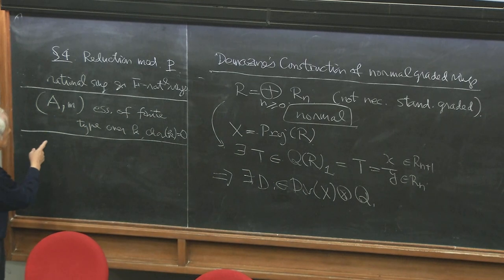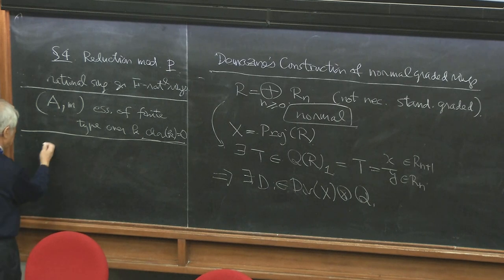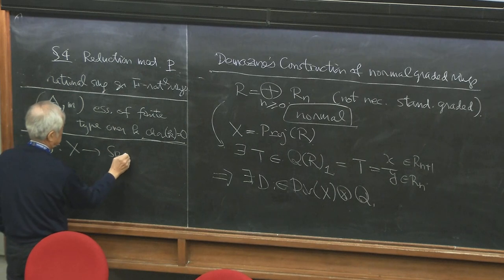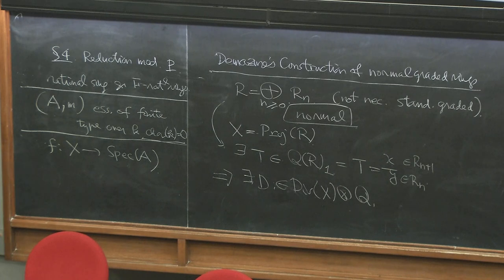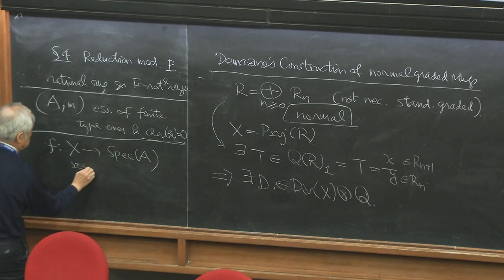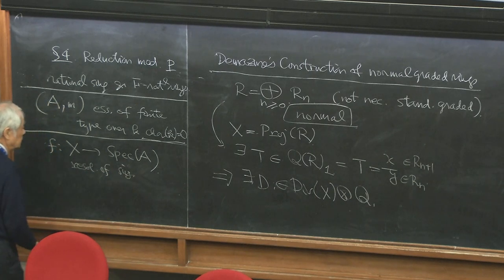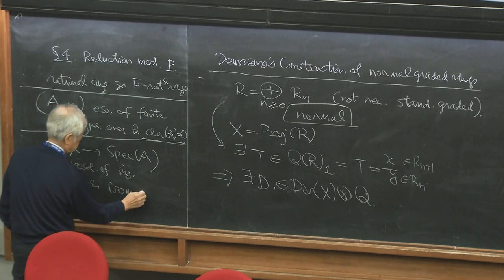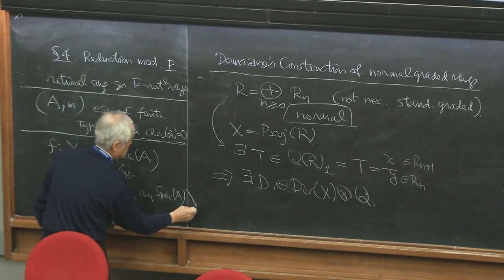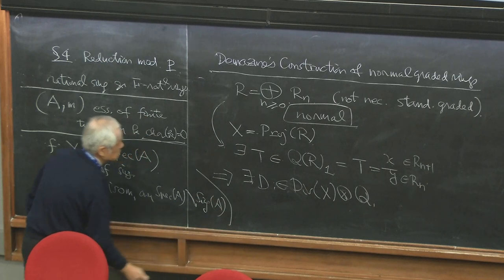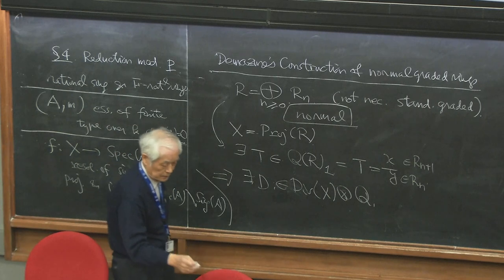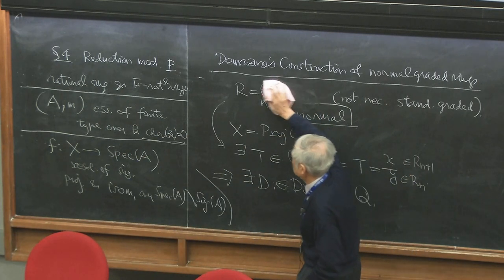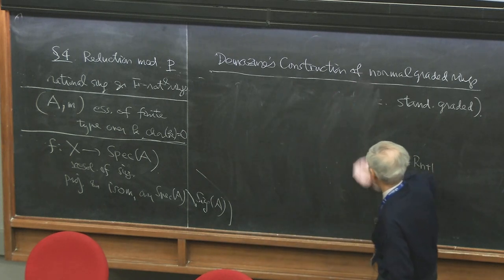And so now, in the world of characteristic zero, thanks to Hironaka, we have resolution of singularities. And so a resolution is a projective morphism, isomorphic over Spec A minus the singular locus. The singular locus is the set of primes where A_P is not regular. And fortunately, the singular locus is known to be a closed subvariety.